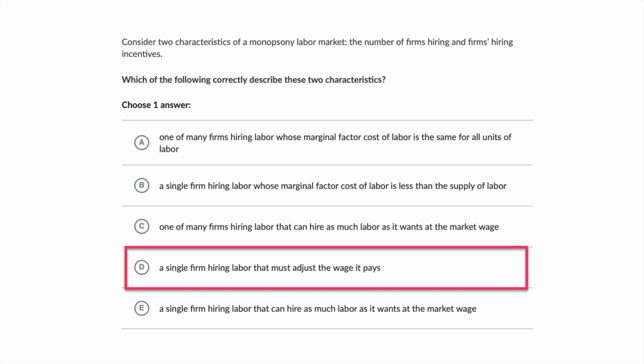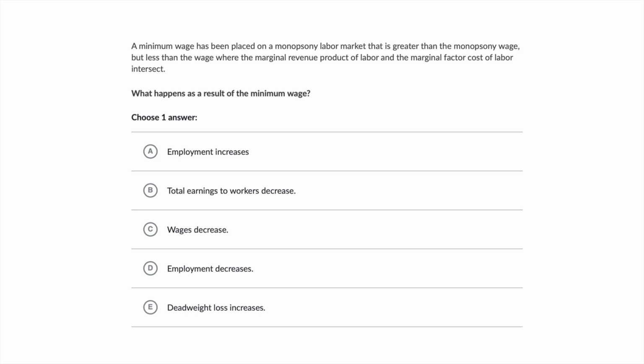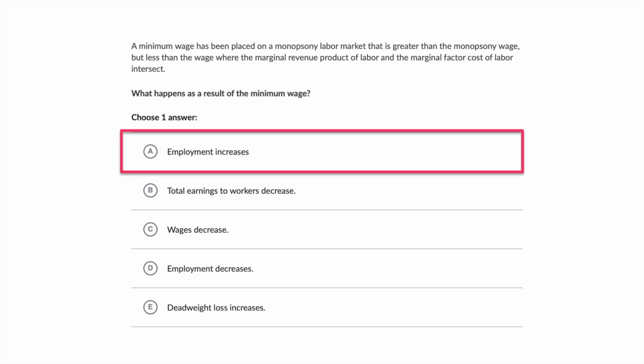It's true because in a monopsony market, we have one firm that hires or consumes laborers, and the wage depends on where MRP and MFC intersects. And number 2, what happens as a result of the minimum wage? Also, pause, take time, solve it. And the answer is A, the employment increases. Why? Because if we have a settled amount of wage that can be paid, the firm doesn't have the burden that we have to raise because there's already a settled amount, and it allows them to employ more people.